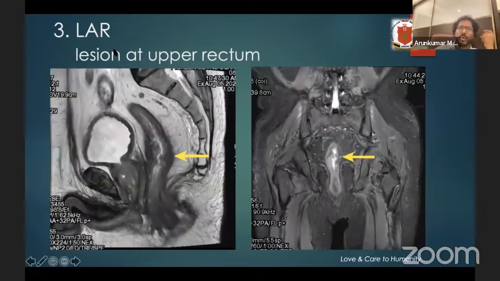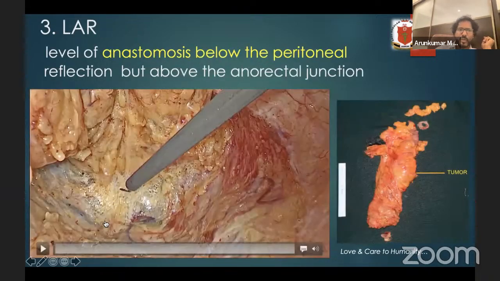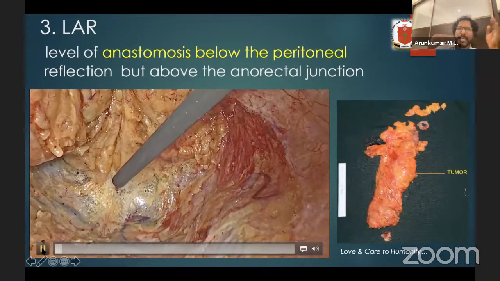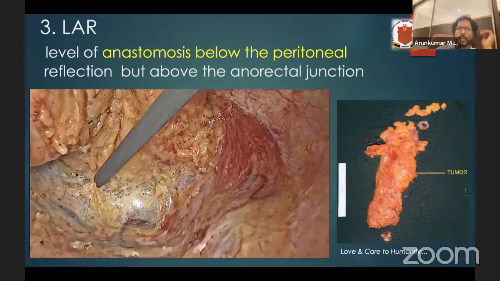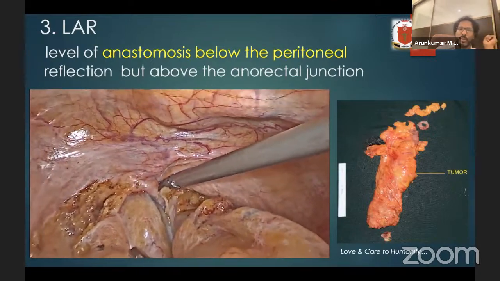Coming to when to call it a low anterior resection. We know the sigmoid takeoff. We know the peritoneal reflection. Now this is the game between the anterior peritoneal reflection and the anorectal junction. So in a low anterior resection, the anastomosis lies below the peritoneal reflection but above the anorectal junction.